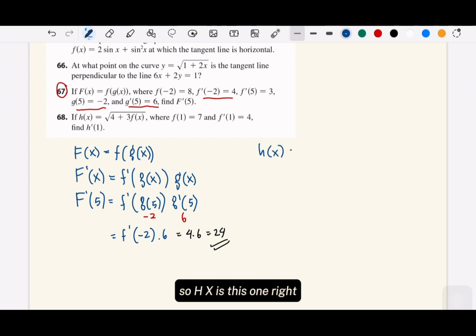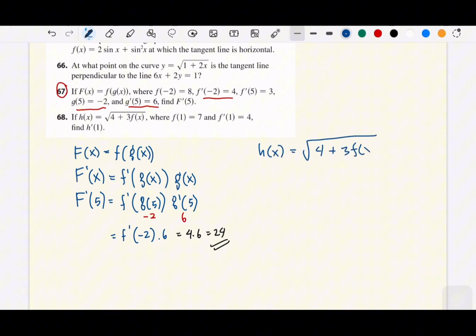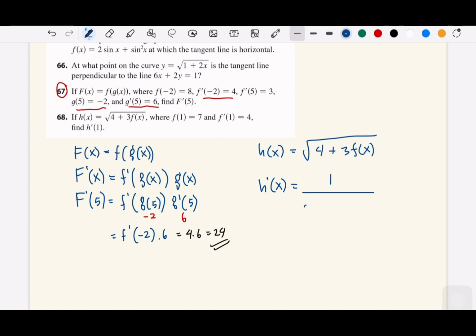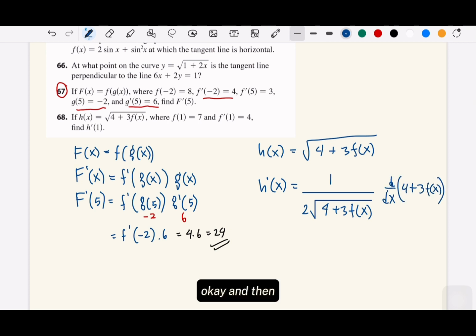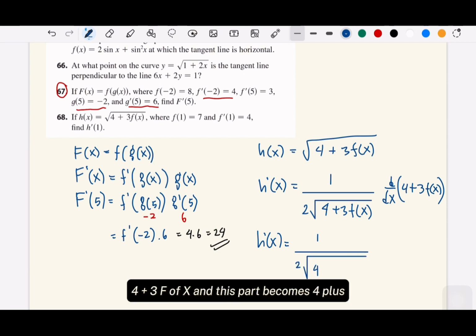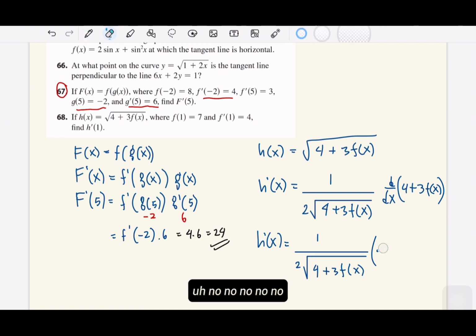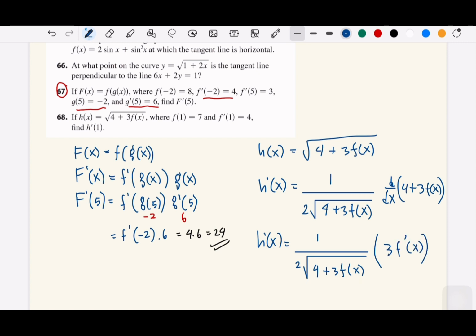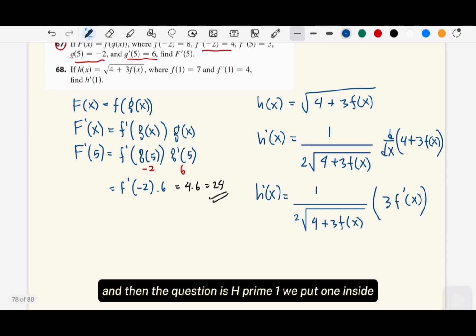So h of x is this one, right? And then h prime of x, let me go quickly now, is going to be this, and then multiplied with, this part becomes 4 plus 3 f of x, and this part becomes, no, 4 becomes 0, 3 f prime of x. And then the question is h prime of 1.